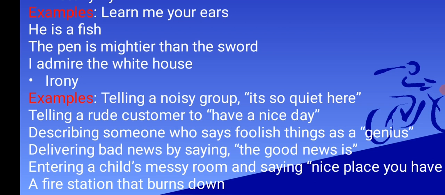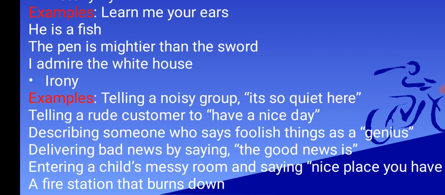Basically, I want to introduce you to three types of irony: the verbal irony, the situational irony, and the dramatic irony. When we talk about verbal irony, verbal means spoken. So almost all the examples I read are verbal irony because they are spoken, saying, telling, delivering. So when you say something, and it means the direct opposite of what you said, that is verbal irony.